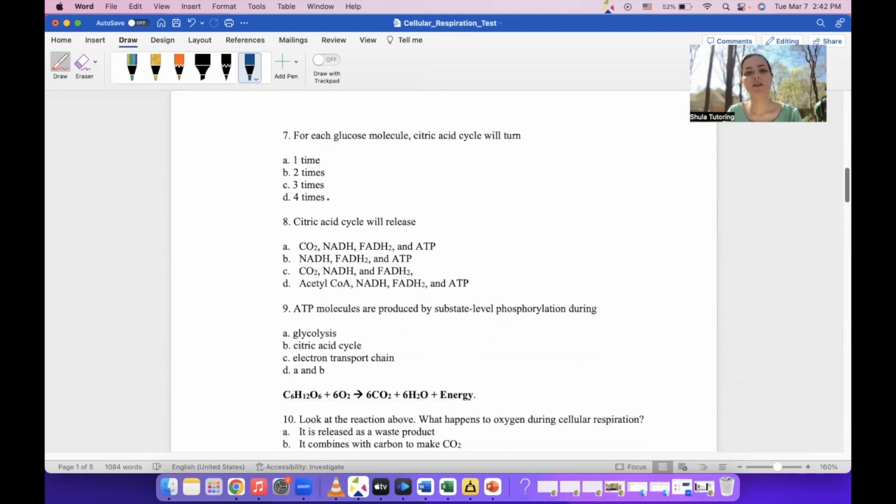For each glucose molecule, the citric acid cycle will turn 2 times, choice B, because when we start glycolysis, we start with a 6-carbon sugar, which is glucose. And then we convert the 6-carbon sugar into 2 molecules of pyruvate, and each molecule of pyruvate will have 3 carbons. And then for each molecule of acetyl-CoA, the citric acid cycle will turn once, right? So that's how we turn 2 times for each glucose molecule.